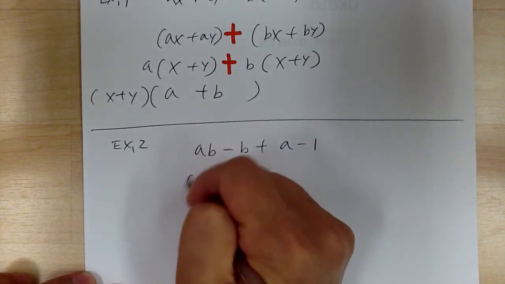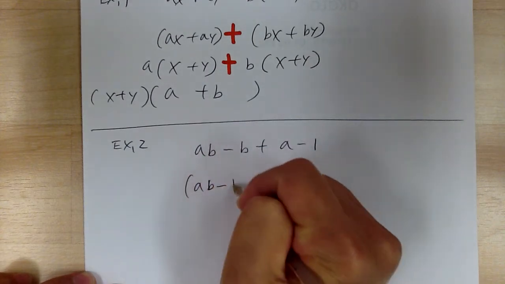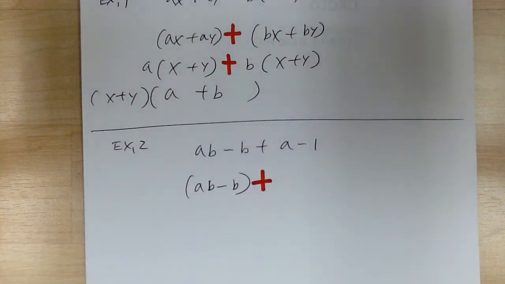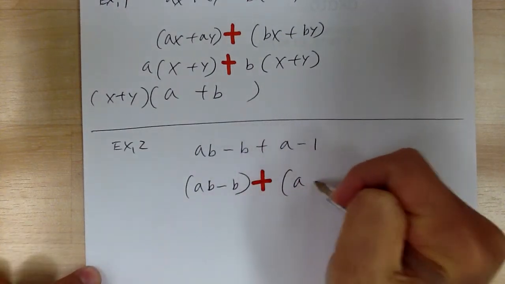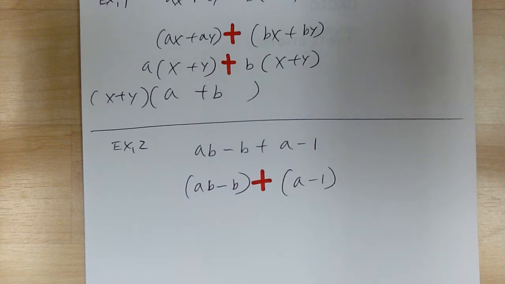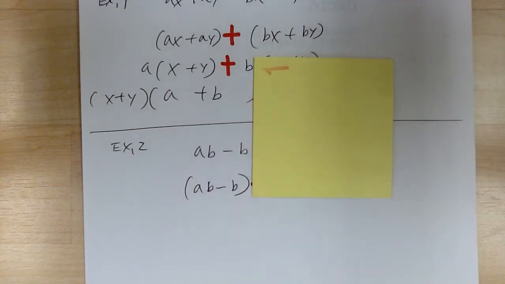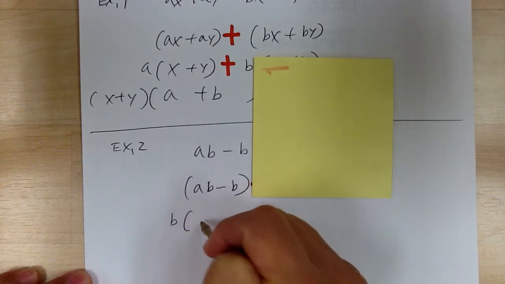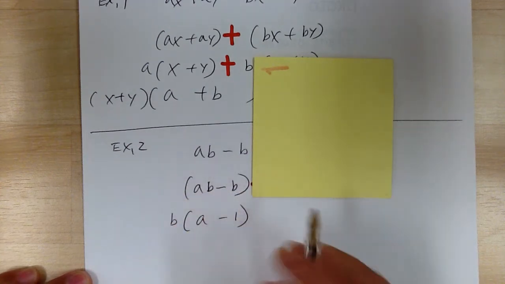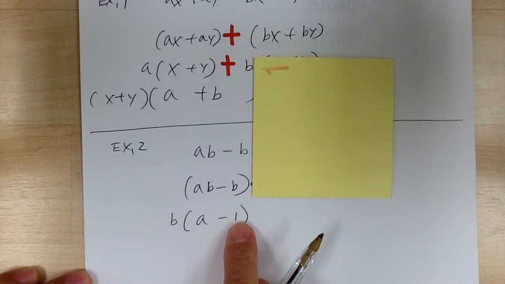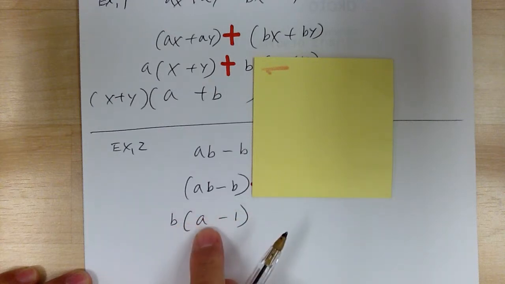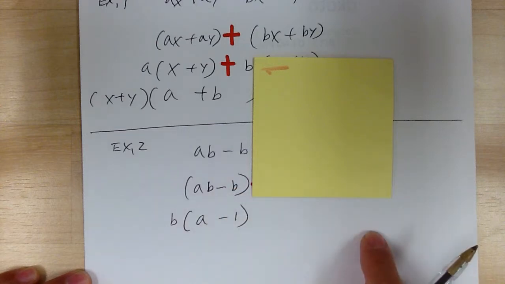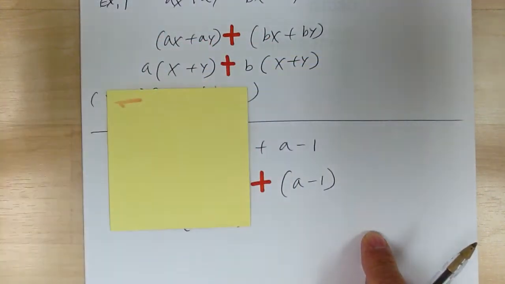With 4 terms, you group. And remember, always put a plus between the groups. And then you have A minus 1. Now let's do the first half. You have AB minus B, so you can factor out the B, and you get A minus 1. Remember, when you factor out everything, it's 1. You can check: B times A is AB, B times negative 1 is negative B. So you're done with this half.